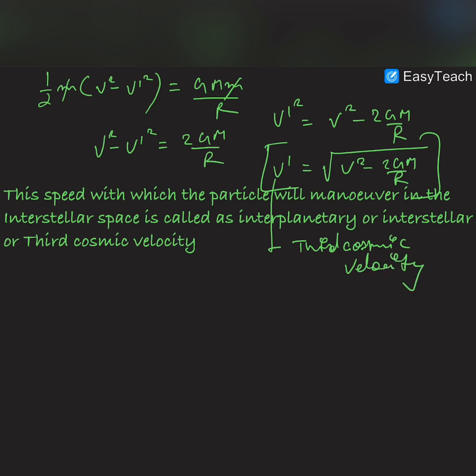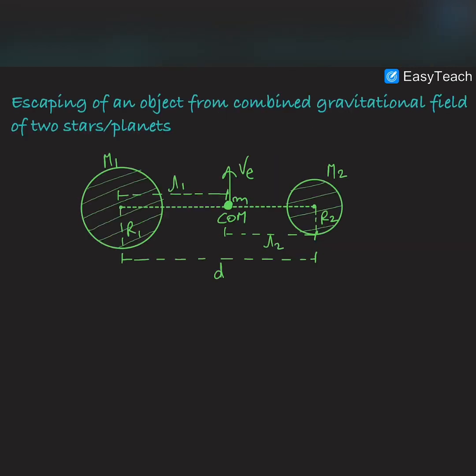Or it is also called interplanetary or interstellar velocity. Okay. Now let us discuss the case where there are two planets. You can see that this is one planet and this is another planet. The mass of this planet is m1 and the mass of this planet is m2. The center of mass of these two planets is this one, situated at a distance of r2 from this planet, and at a distance of r1 from this planet.